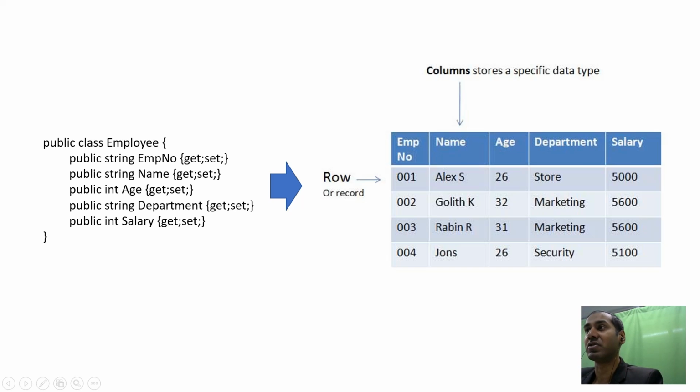So the columns store a specific data type and also specify the name. So if you look at the top of the table, we see the actual names of each of the columns, which are mapped to the attribute names in our model that we just covered.